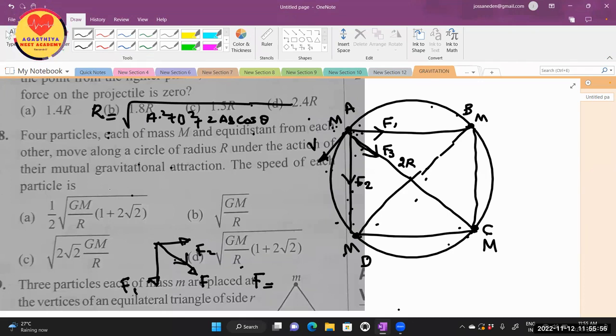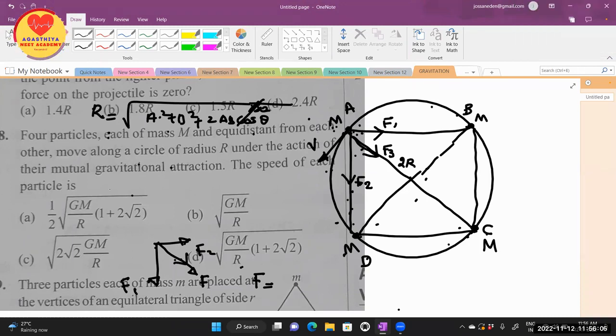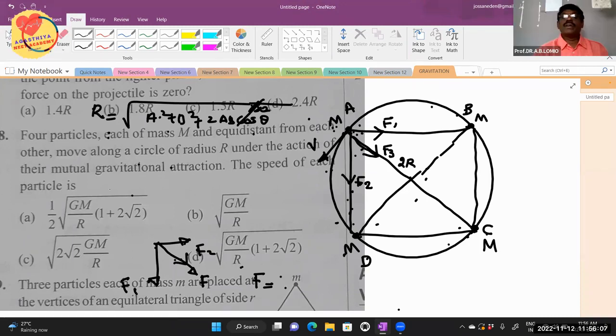Now, the angle between the two forces is 90 degrees. cos 90 is 0, so if you put that, this quantity becomes 0. Therefore it becomes root of A squared plus B squared. That is why we are using the formula here as F1 squared plus F2 squared, and 2F1F2 cos 90 becomes 0.